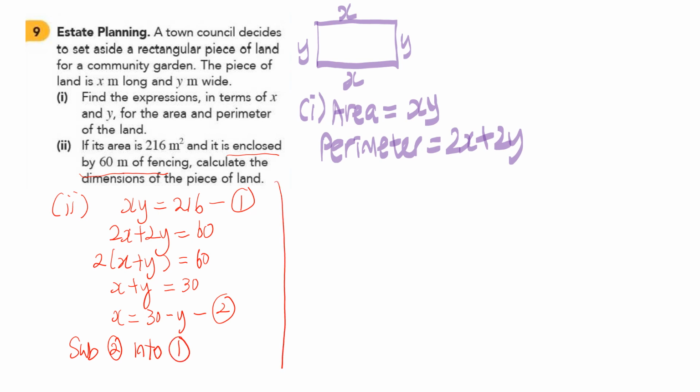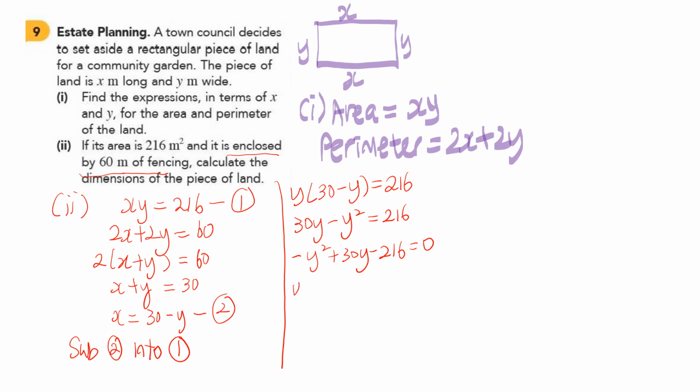So let's see what I get. I would have y multiplied with 30 minus y equals 216. So 30y minus y squared equals 216. Negative y squared plus 30y minus 216 equals 0. I'm going to multiply by negative 1 throughout to make the coefficient of y squared positive. So I'll get y squared minus 30y plus 216 equals 0.